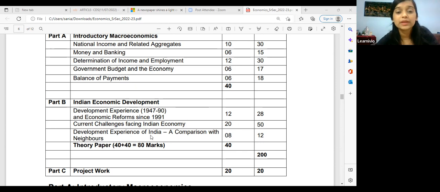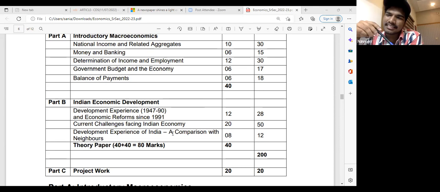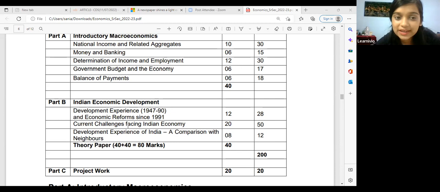Next, development experience of India, a comparison with neighbors.